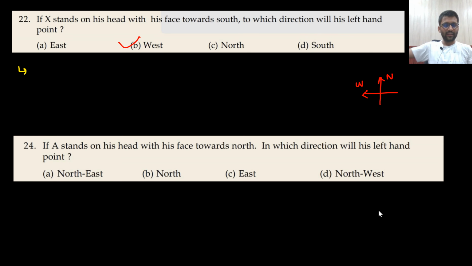So what my left hand is saying is that this is west. Now I am being rotated. If I am being rotated, my head will be facing south because I am standing on my head. That means my head will be facing south. But still my left hand will remain the same. Left hand will remain left hand only, right? So left hand will tell it is west. Are you getting this point?